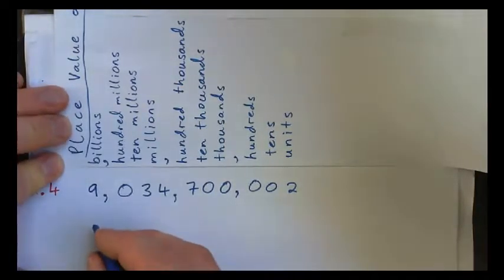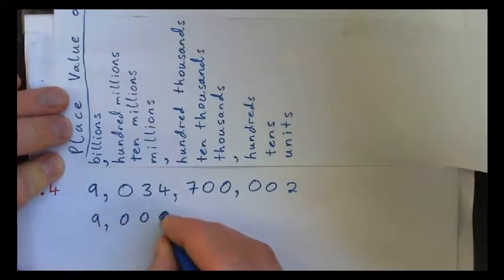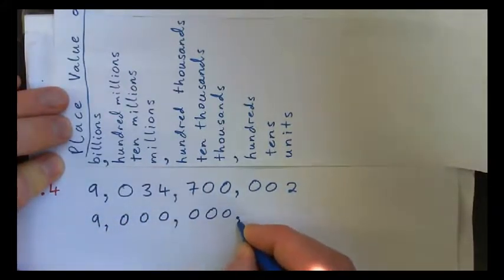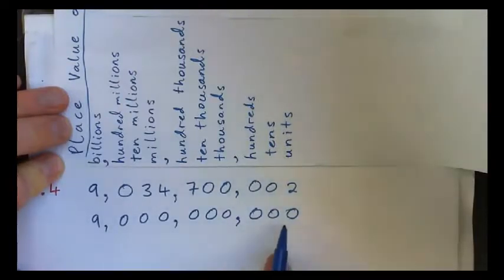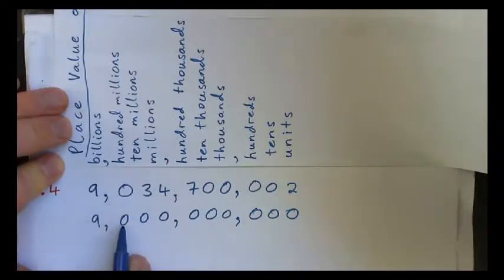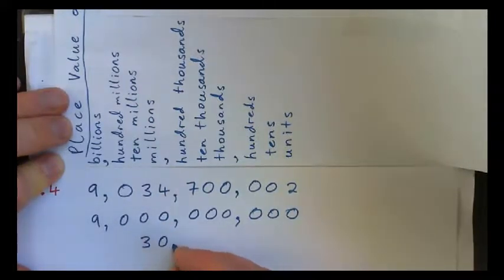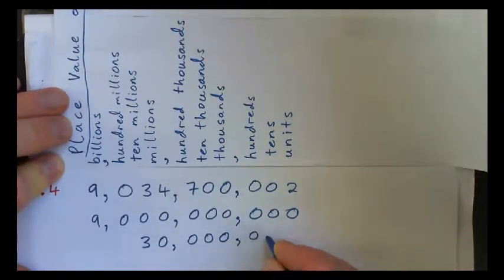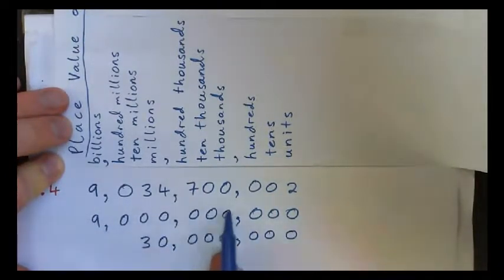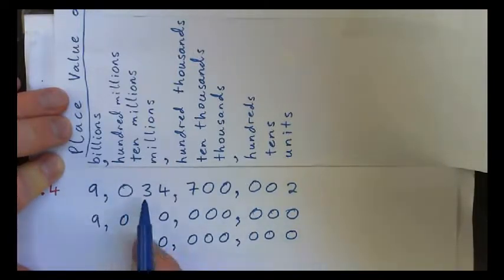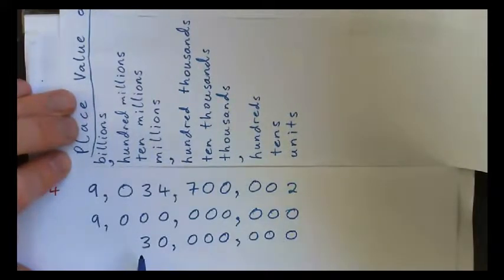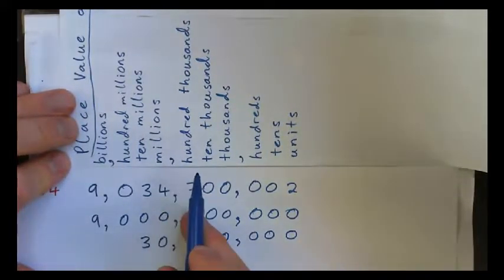Okay, so the first thing is going to be a 9 and then a whole bunch of zeros, right? And don't forget your commas. They help you keep track of the digits. Okay, what's the next one going to be? Look, this is a zero, so we're going to leave that alone, right? And we'll just go to here and write the 3 here, and everything else will be zeroed out, right? So this is 9 billion. This is 3 10 millions. How else can you say 3 10 millions? 30 million, right?